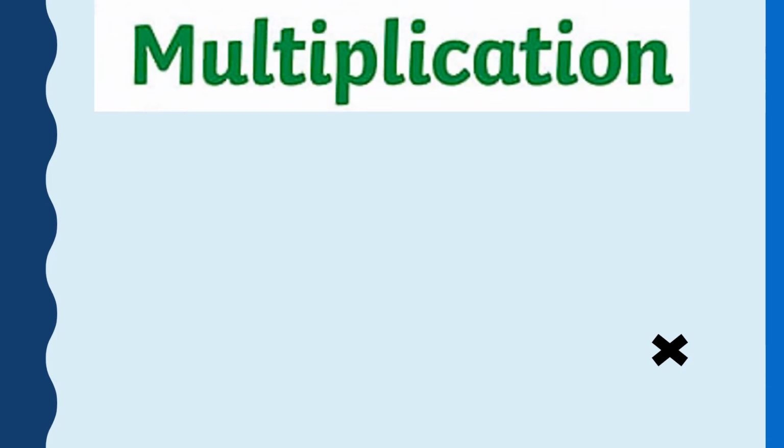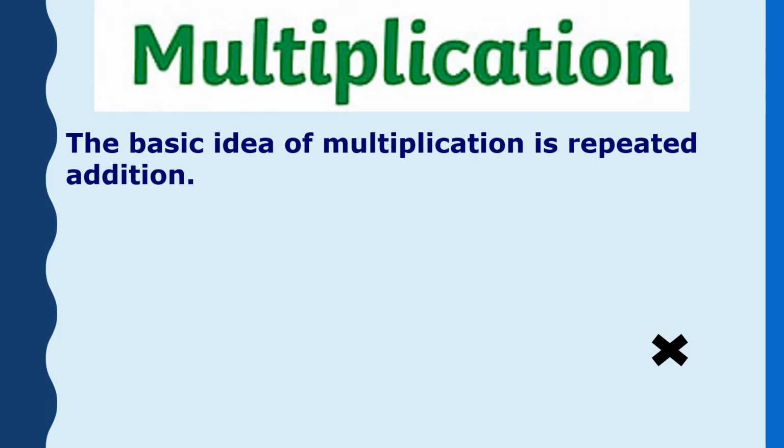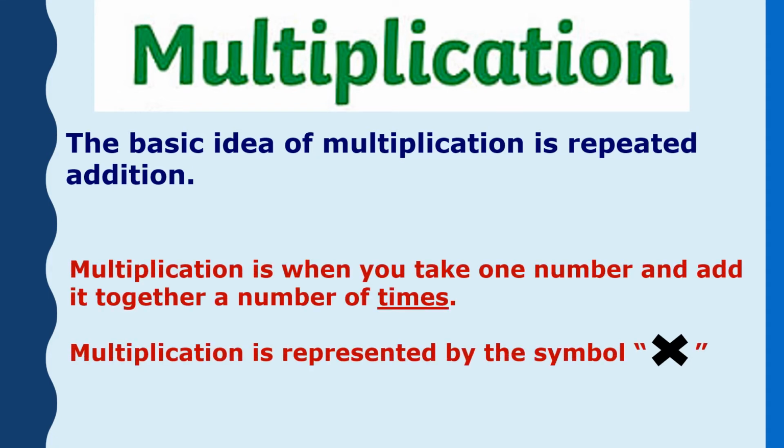Children, what is multiplication? In simple words, the basic idea of multiplication is repeated addition. So multiplication is when you take one number and add it together a number of times. So you would hear the word number of times now and again. Multiplication is represented by the symbol X. Let's do some examples.